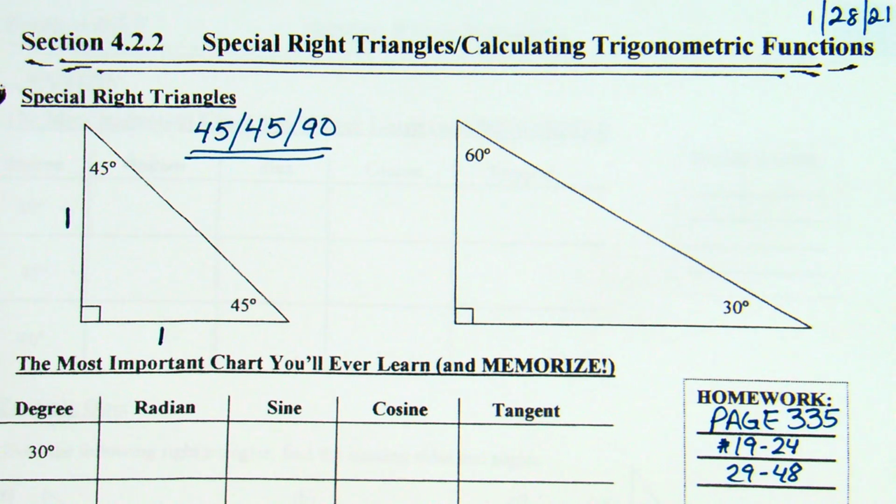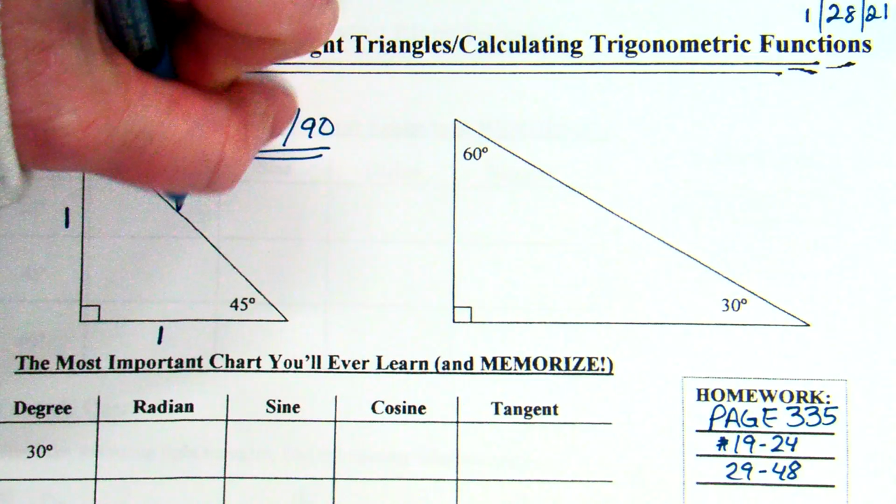Do you remember how we find the hypotenuse? Well, officially, if you did the Pythagorean theorem here, what would the hypotenuse equal? Square root of what? Do this Pythagorean theorem real quick. A squared plus b squared equals c squared. 1 squared plus 1 squared is 2. So what's the hypotenuse? Square root of 2.